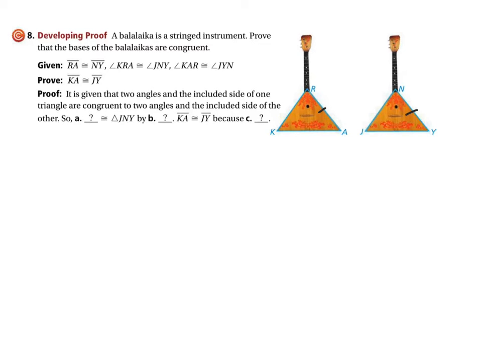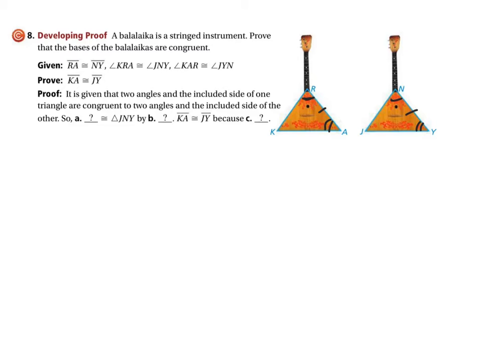We know that angle KRA, that angle at the top, is congruent to angle JNY, also that angle at the top. And then angle KAR, this angle right here, is congruent to angle JYN, that angle there. We're trying to prove that the base side KA is congruent to the base side JY. So, how do we do it?